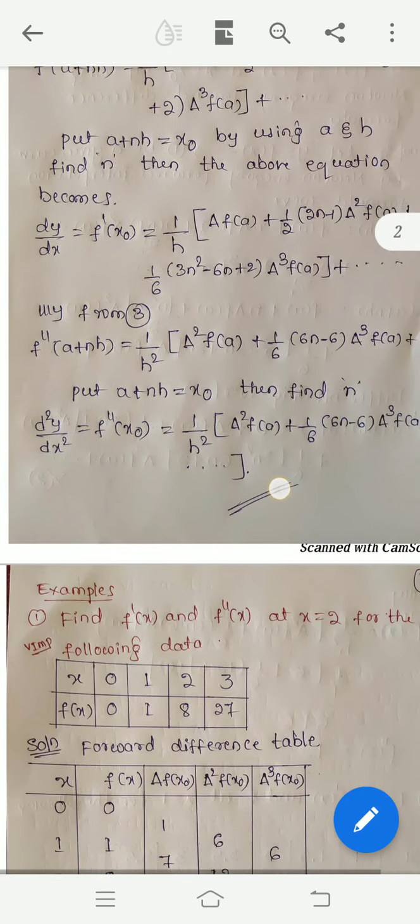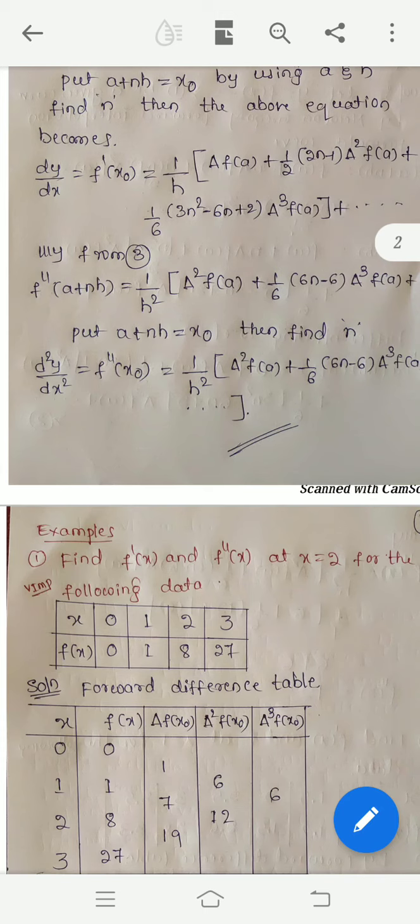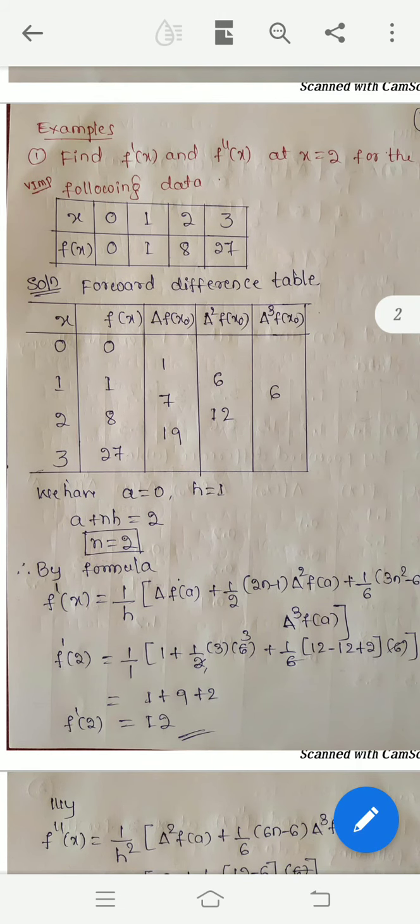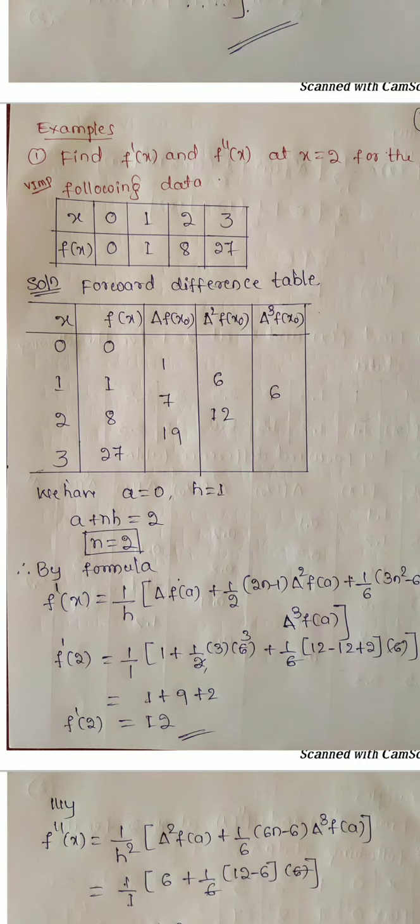Okay, dear students, we will look at some of the examples regarding numerical differentiation. The first example: find f dash of x and f double dash of x at x equal to 2 for the following data. One of the very important examples.